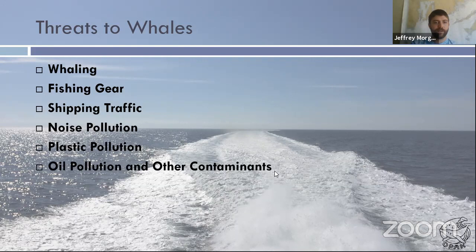And then we also have things like oil and other contaminants that can impact whales when they come up to breathe. Those pollutants can get caught in their lungs, which can harm them in the long term as well. We can learn a little bit more about all these threats in detail through resources like NOAA, but it is important to remember that even though these whales are large and they seem like they're far away from us out in the ocean, there are many ways that we are impacting them.